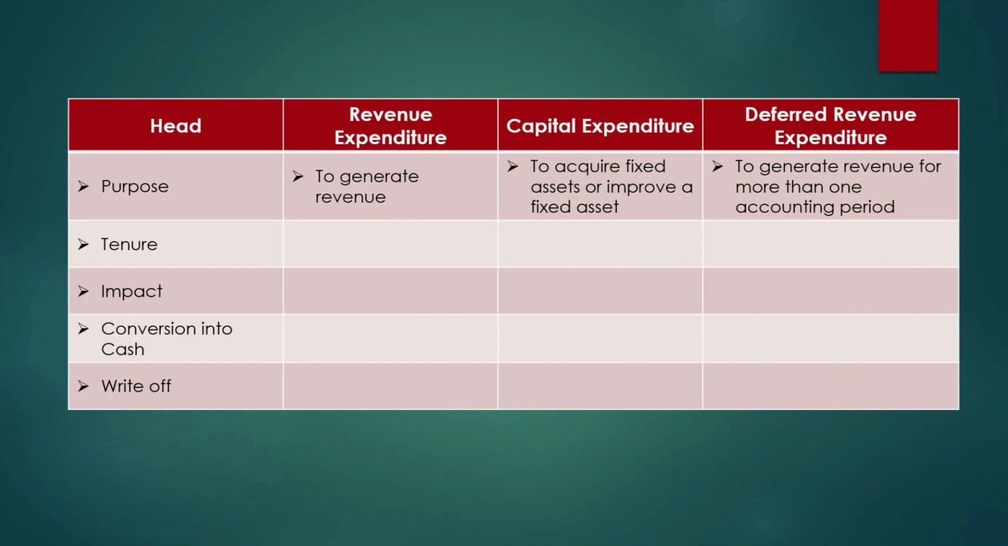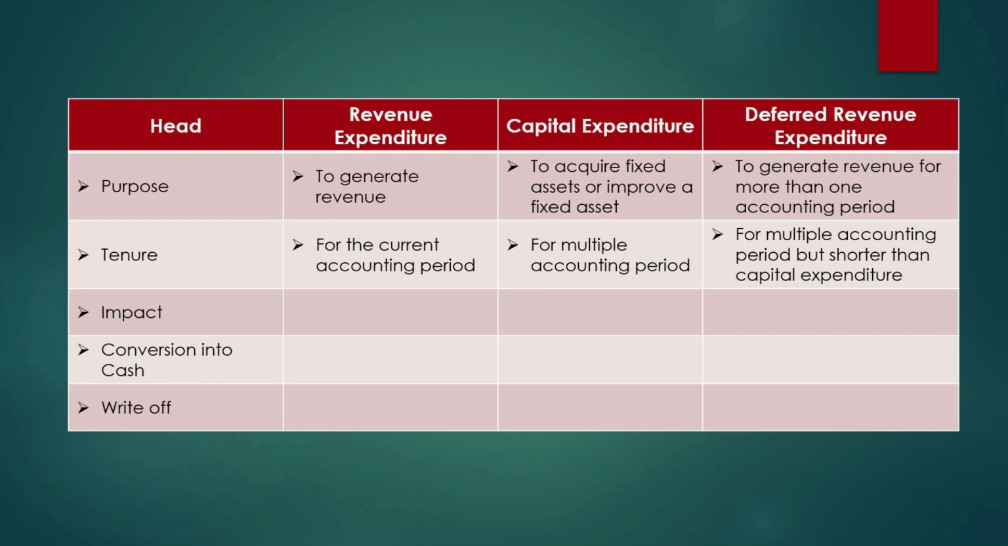The second point, tenure. Revenue expenditure is only for the particular accounting period, so the entire amount is charged to P&L directly. Capital expenditure, as it's a fixed asset, will be depreciated for the life of the fixed asset. Deferred revenue expenditure, as I already said, will be charged to your P&L based on the impact that it creates for your business. So it can be 2, 3 or 5 years based on how long the impact is carried.